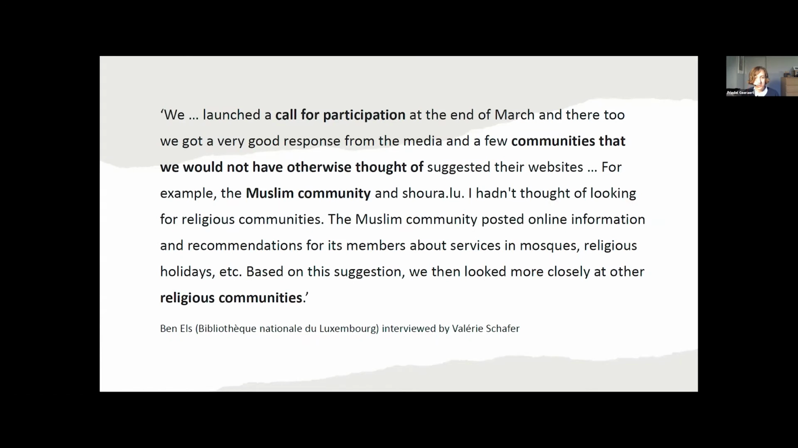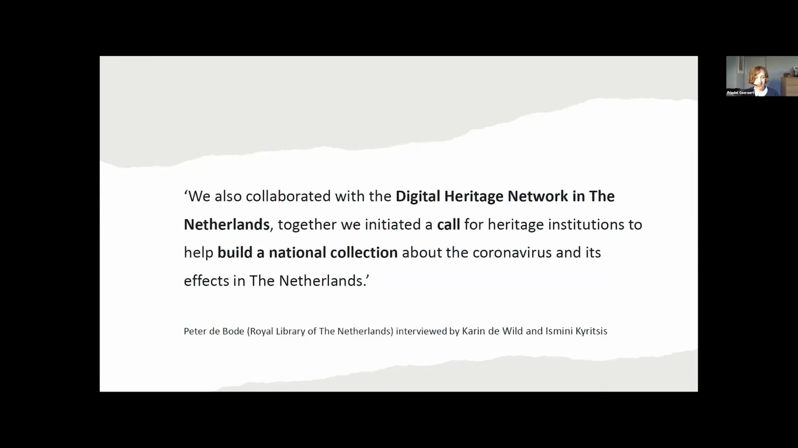So this is a quote taken from the interview with the National Library of Luxembourg. It shows that when the call for public participation was launched, there were some recommendations for websites related to religious communities, which the curator hadn't initially thought of. And because of this suggestion, websites belonging to the different religious communities were then added to the collection.